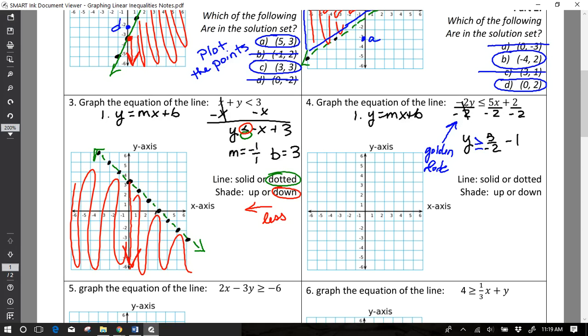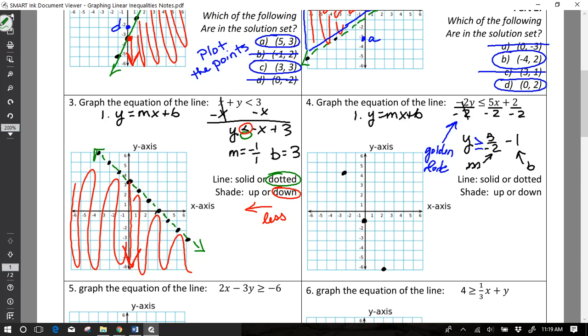All right, now I'm ready to identify my slope and my y-intercept, and then I'm going to plot them on the graph. So -1, okay, I'm going to go up 5 and then left 2. Or remember, you can go down 5 and then right 2. Okay, so there are my points.